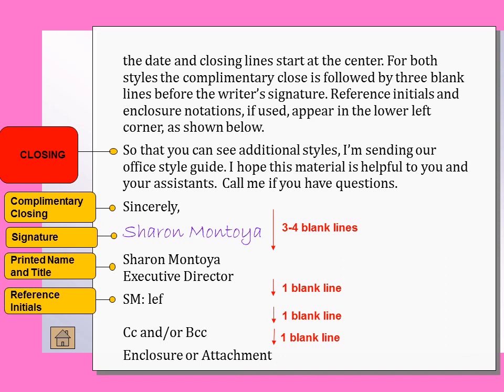Now, for the signature, the space reserved for the signature is 3 to 4 blank lines. Go ahead and sign your name in the space provided. No problem with that. Do it. After the printed name and title, another blank line. If there's initials, another blank line, and so on and so on. Anyways, that is the structure of a very basic routine letter.